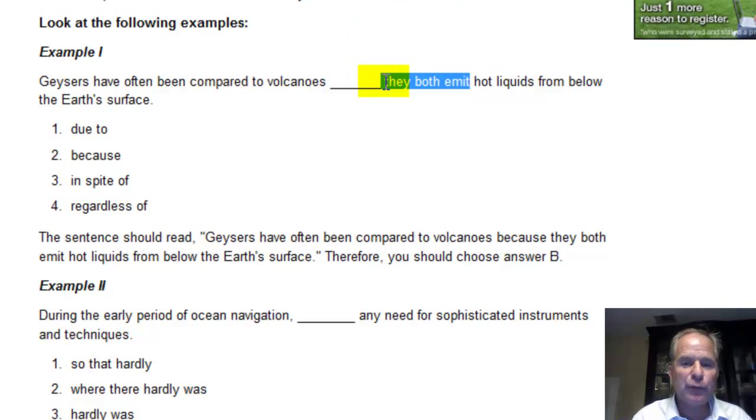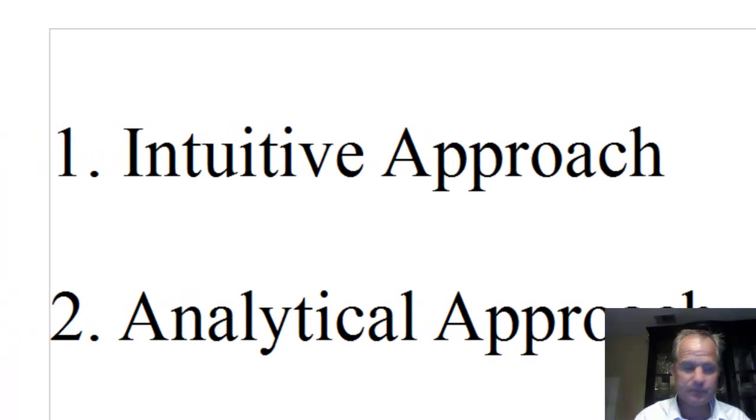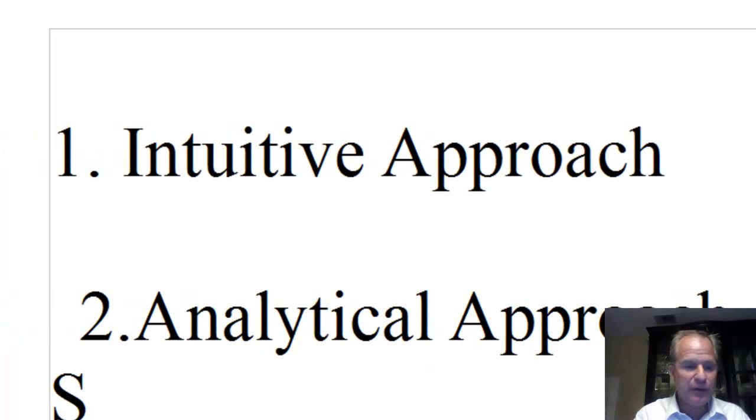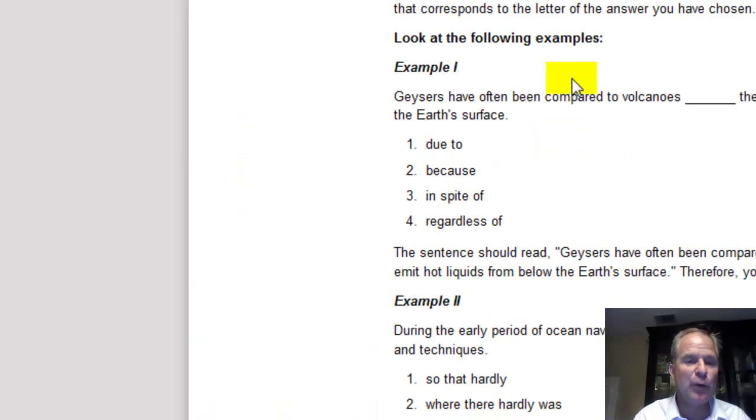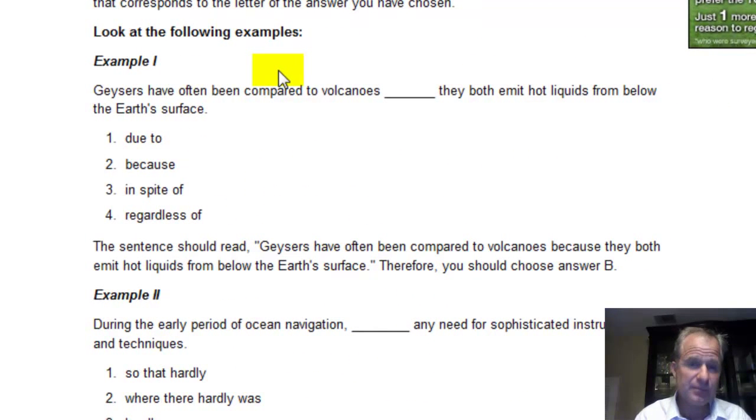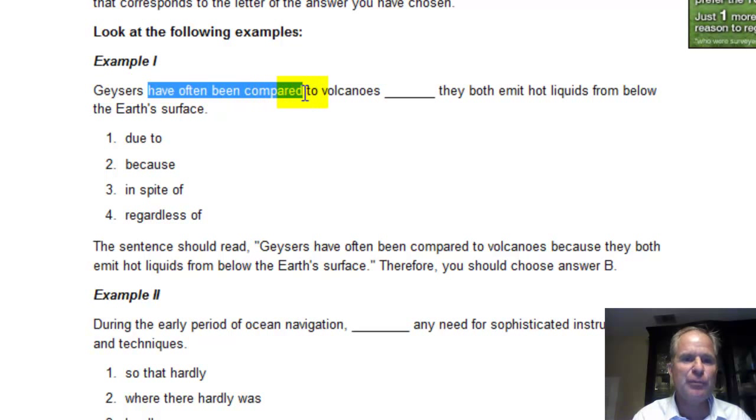Now, if you don't know what answer sounds right, then you get into the analytical approach. So let's go back to what this is. The analytical approach, really, you have to ask yourself two questions. Where is the subject and where is the verb in the main part of the sentence? If you can identify that, it helps you do a better job answering the question. So here, we know that the main subject here is geysers. The verb: have often been compared. You see that? Have often been compared. So we have a subject and a verb.